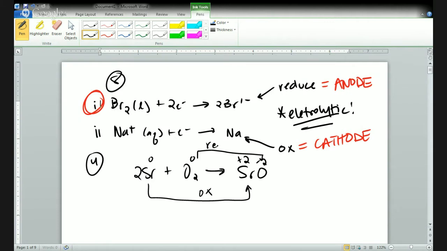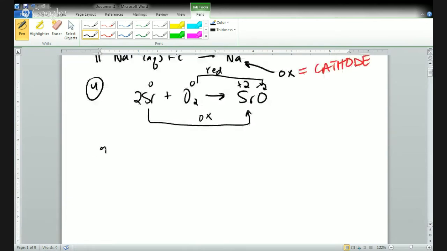Its number is going down, so that's going to be what's reduced in the redox reaction. So for the sentence, O is reduced and Sr is oxidized. And that is the answer to number 4. The next on my list is number 9.